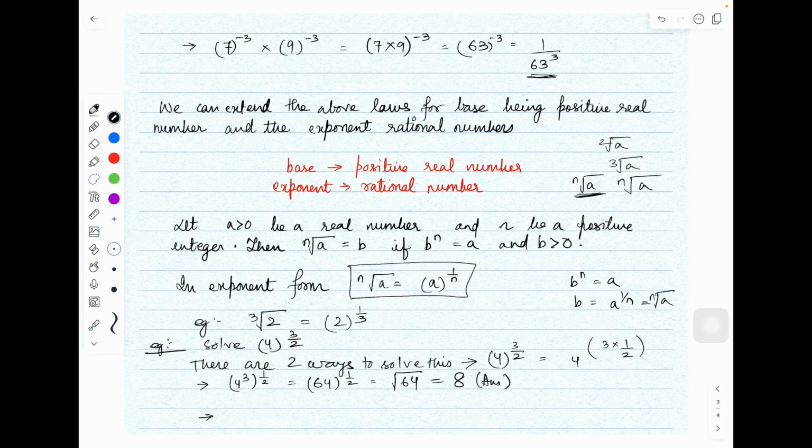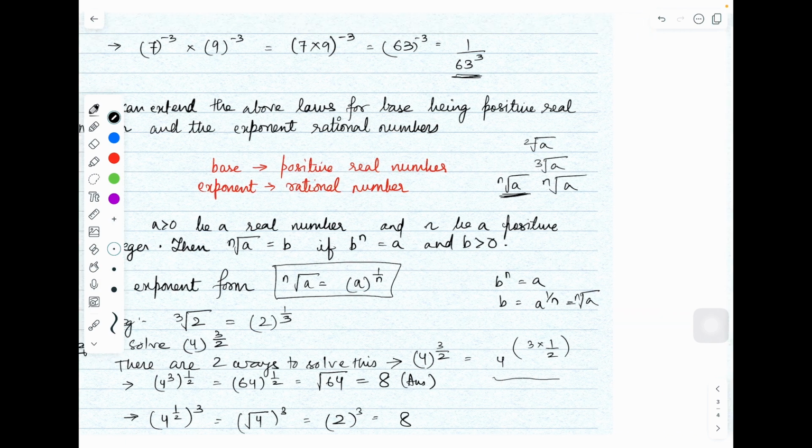Otherwise, what you can do is take the 1 by 2 inside first. 4 to the power 1 by 2 to the power 3. So 4 to the power 1 by 2 means root over 4, then to the power 3. Root over 4, you know the value is 2. 2 to the power 3 equals 8. We're getting the same answer. So this is the way of finding the value of 4 to the power 3 by 2. So now what we can do, we can extend it.